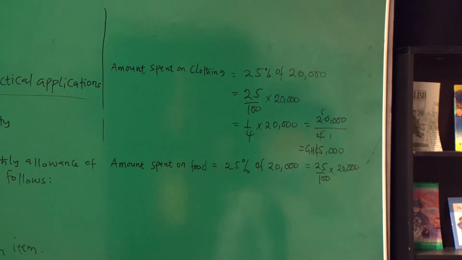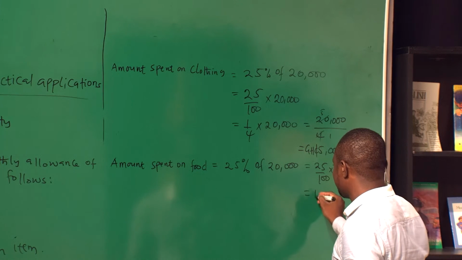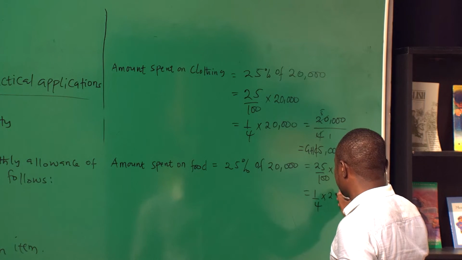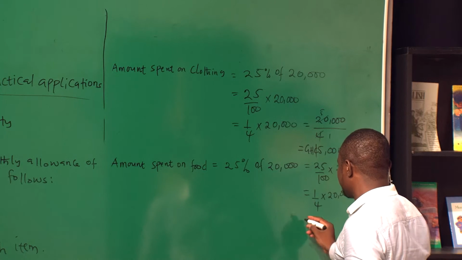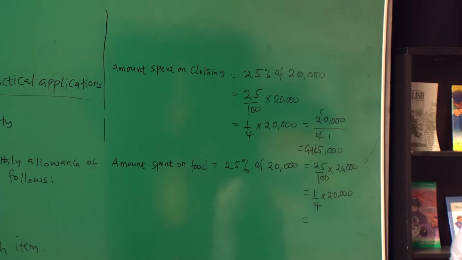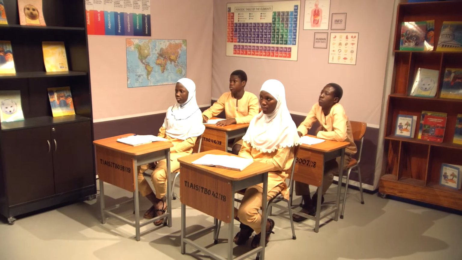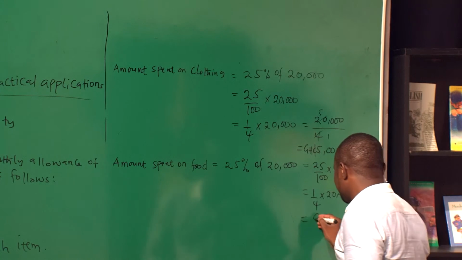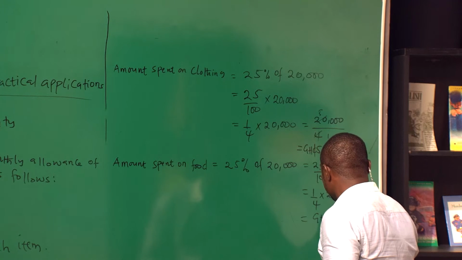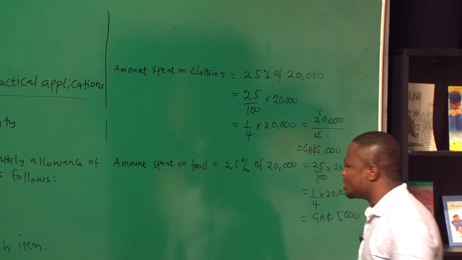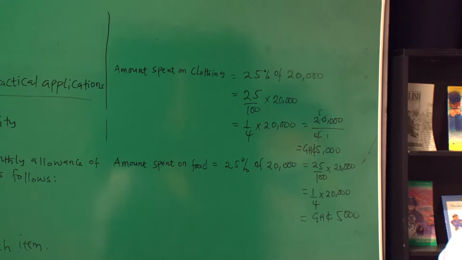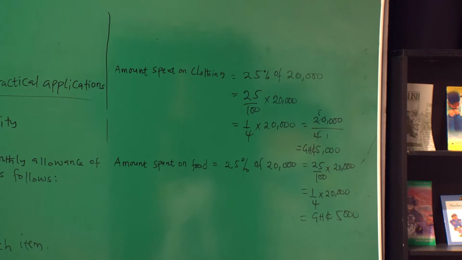Are you okay? So we end up with 1/4 times 20,000. It's the same as 20,000 over 4, which gives us what? 5,000. So that is exactly what you will have to do. You follow these steps to be able to find the amount he spent on each of the items. Are you okay with that?